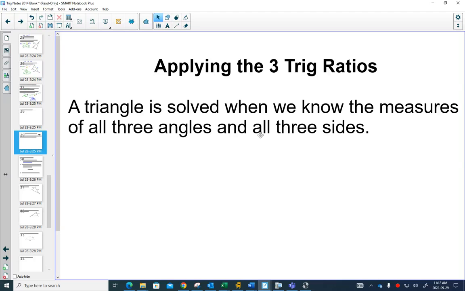So again, now it's applying the three trig ratios. This is where we're going to have our set of definitions. SOHCAHTOA gives us our set of definitions. And we're going to decide which one we're going to use. Now, we call a triangle solved when you know everything. You know all three angles and all three sides.